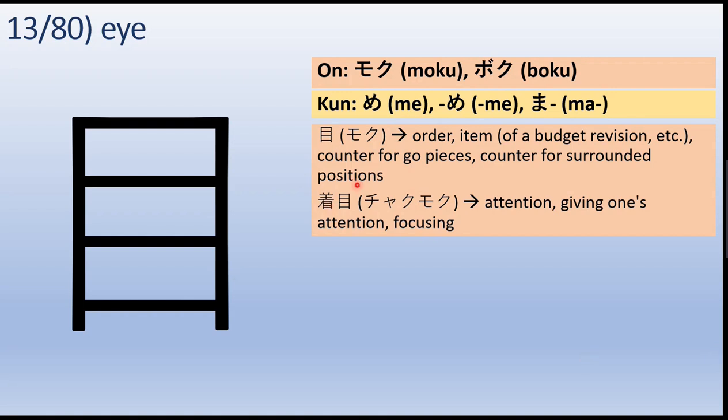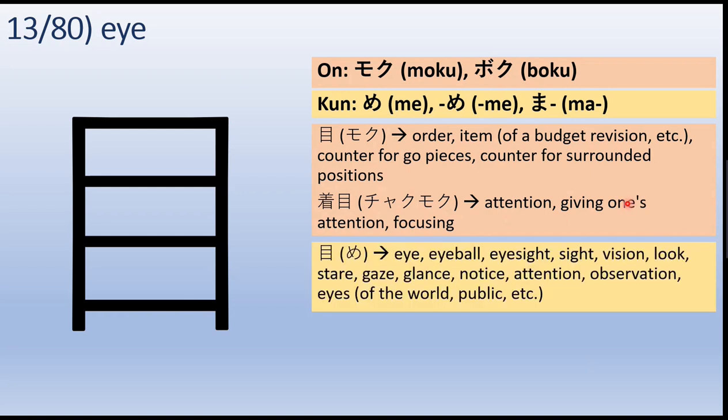Chakumoku, this one is chakumoku, which means attention, giving one's attention or focusing. And in Kun'yomi, this symbol means eye or eyeball, eyesight, vision, look, stare, gaze, glance, notice, attention, observation, eyes of the world, public, etc. So anything related to eye and vision and attention will be represented with this character and with some additional characters in kanji or hiragana. It is a radical by itself, and this is the stroke order.